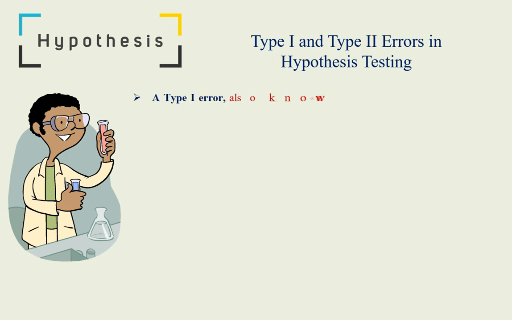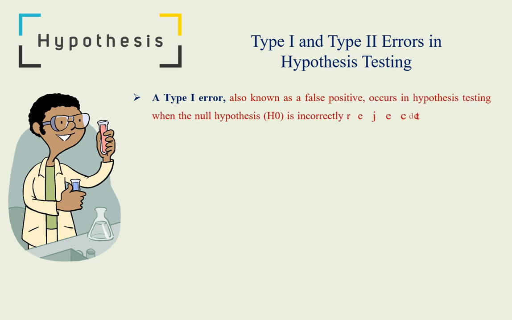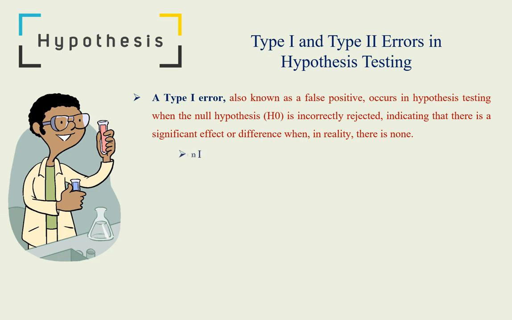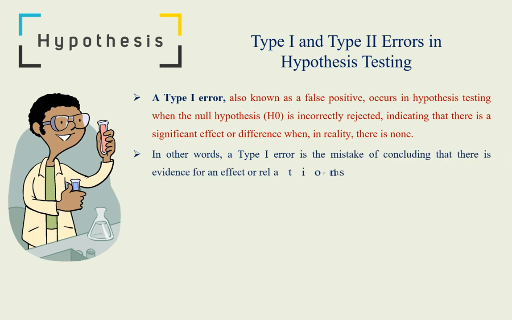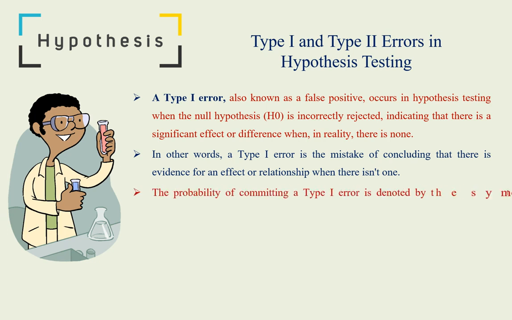Type 1 error, also known as a false positive, occurs in hypothesis testing when the null hypothesis, H0, is incorrectly rejected, indicating that there is a significant effect or difference when, in reality, there is none. In other words, a Type 1 error is the mistake of concluding that there is evidence for an effect or relationship when there isn't one. The probability of committing a Type 1 error is denoted by the symbol alpha and is often set as the significance level in hypothesis testing.